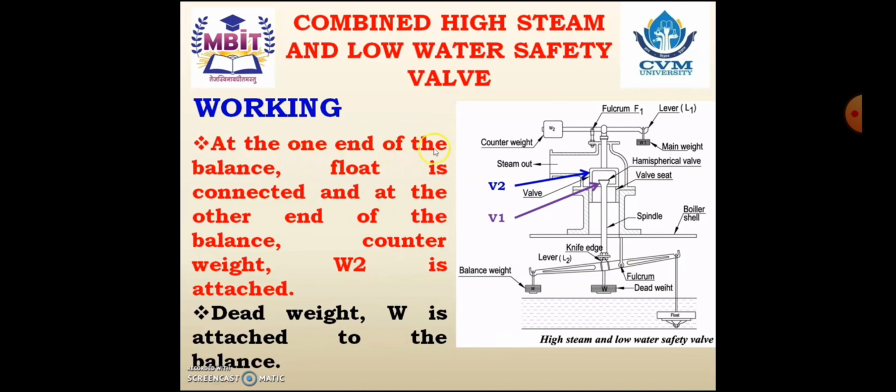At one end of the balance, a float is connected, and at the other end of the balance, counterweight W2 is attached. You just see this is a lever. Dead weight W is also attached to the balance.